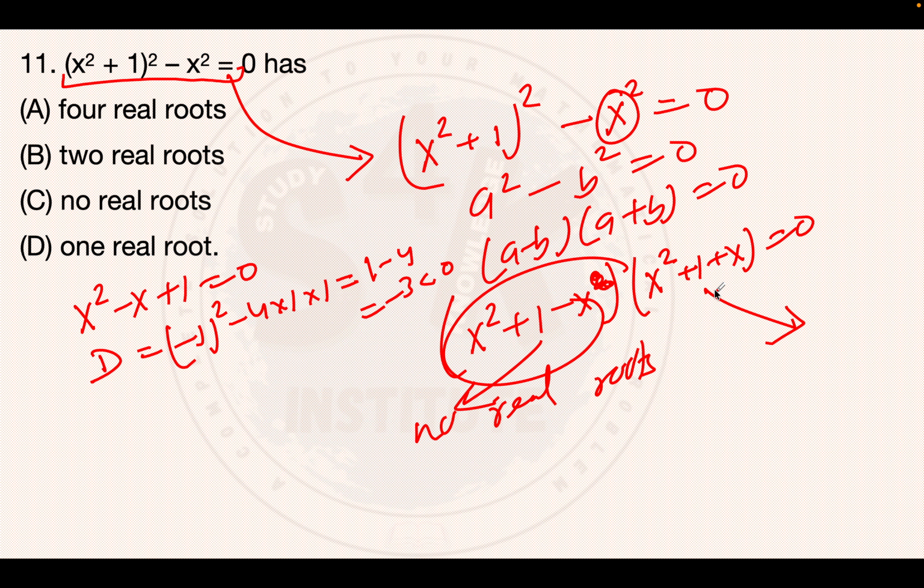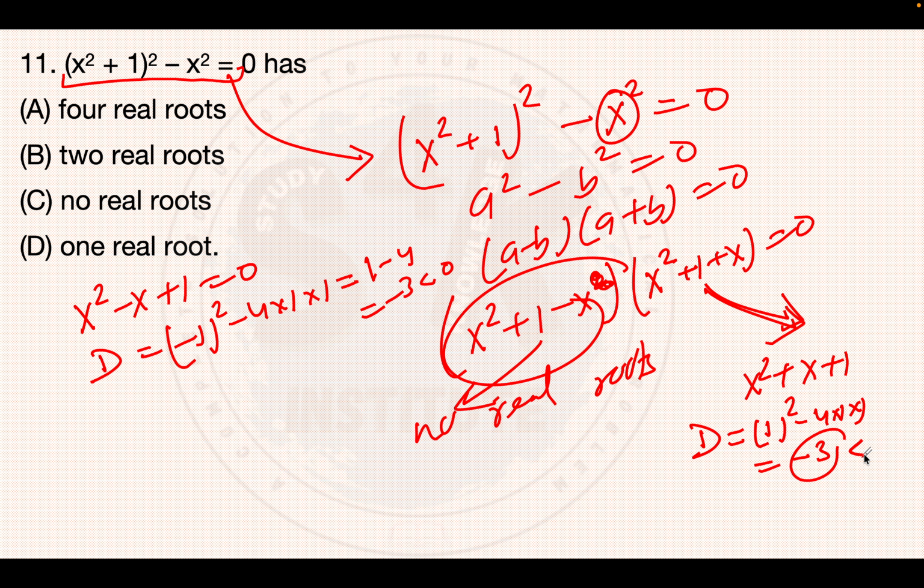Okay, let's check the next one, that is x square plus x plus 1. So if I calculate the discriminant of this, it will give me 1 square minus 4 into 1 into 1. Again you are having minus 3, which is again less than 0. So combinedly both are giving no real roots, so no real roots in this case.